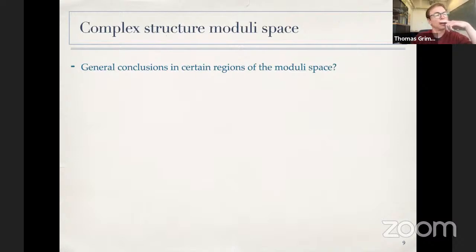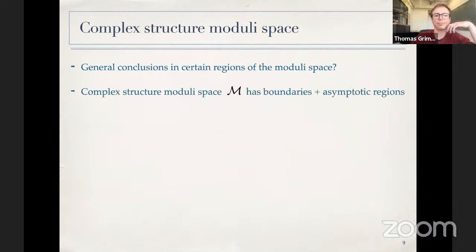Okay, so this leads us to conclude that making general conclusions about the structure of vacua is a really tough task. So maybe a first step is to ask, can we get general conclusions about certain regions of the moduli space? Let's think for a moment about the complex structure moduli space. The complex structure moduli space is in fact a complicated beast.